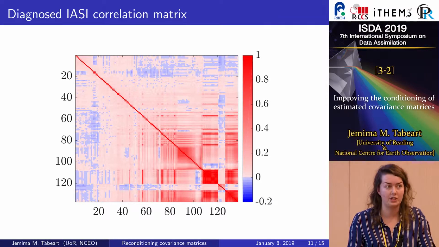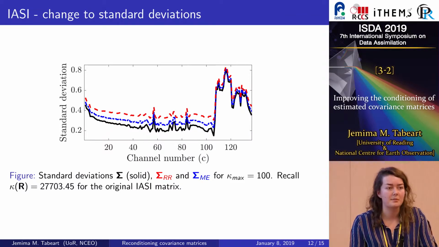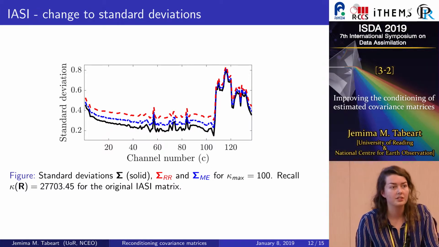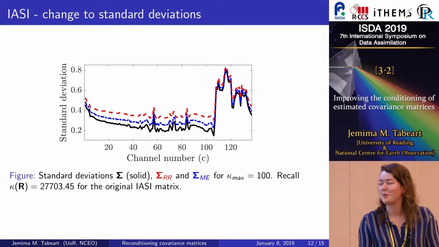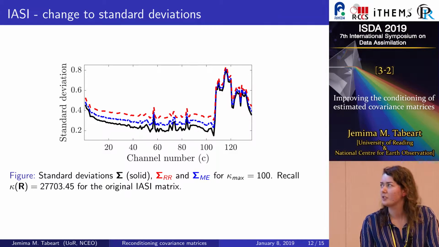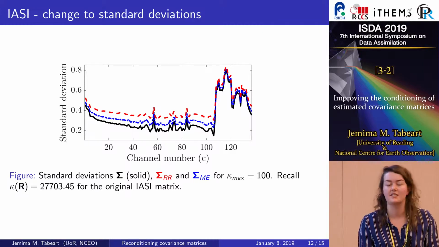OK, so first of all, we're going to look at what happens to the standard deviations. The black line is our original estimated standard deviations. The blue line is the minimum eigenvalue, and the red is the ridge regression. So the good first thing is that our theory is true in practice, which one would hope. We have the ridge regression has a larger increase than the minimum eigenvalue to standard deviations.